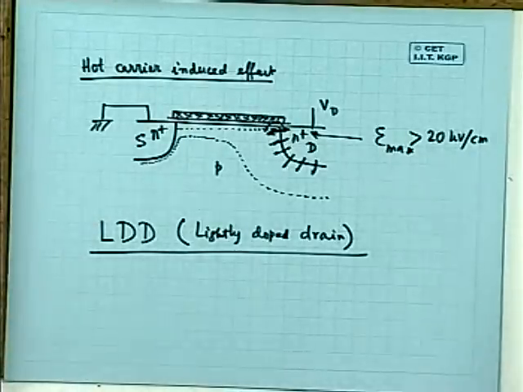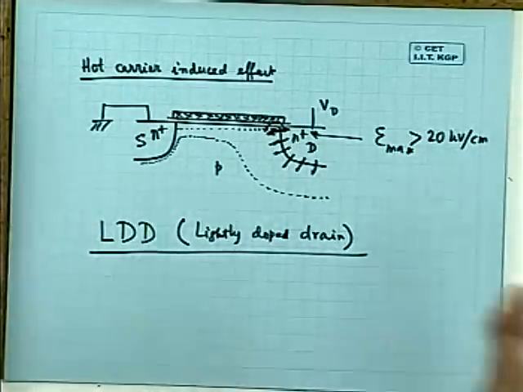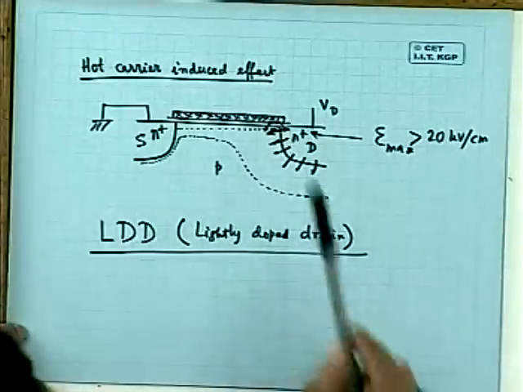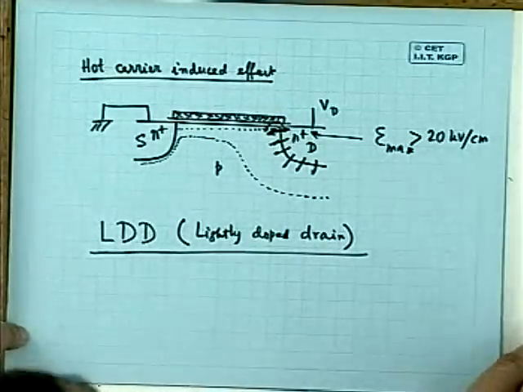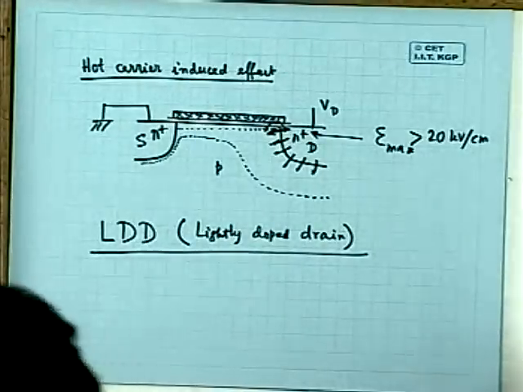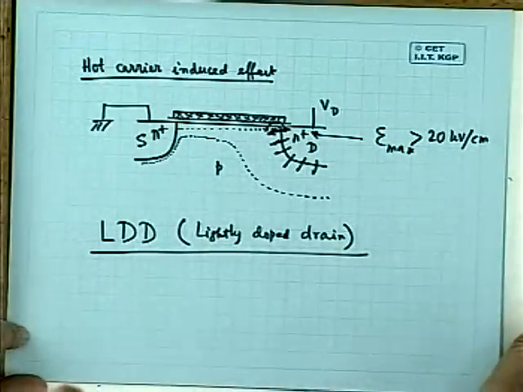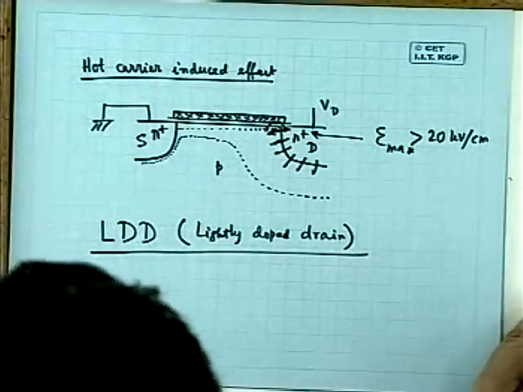Earlier these things were not important. With shrinking geometry, these things are becoming important. And this hot carrier effect finally limits the performance of the device. To reduce its effect, we sometimes use a structure called the lightly doped drain structure, which I think I will discuss in the next lecture.